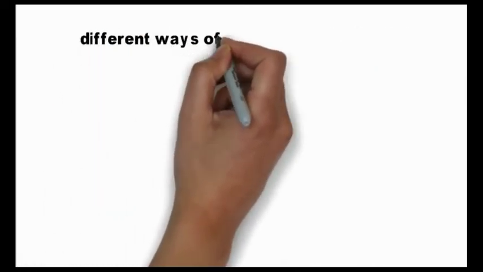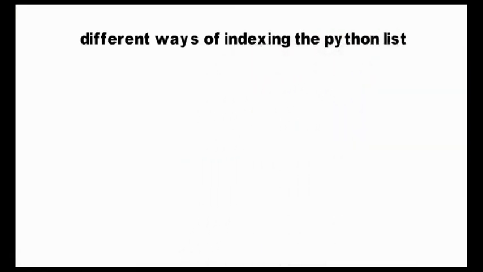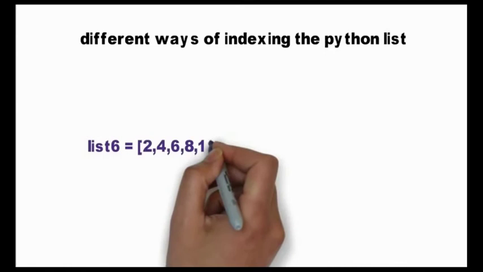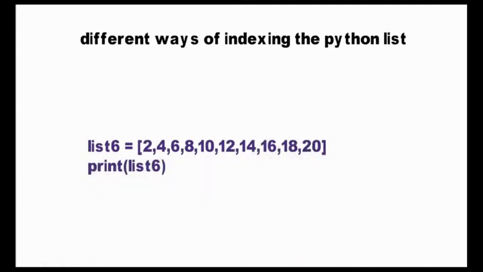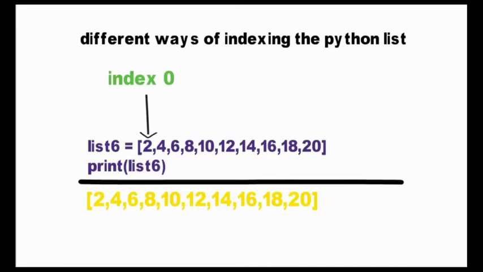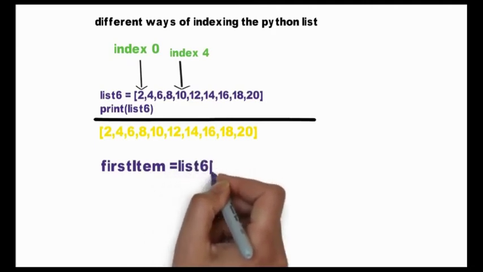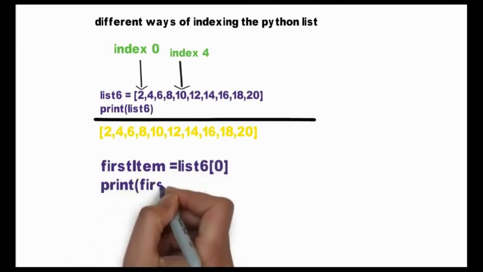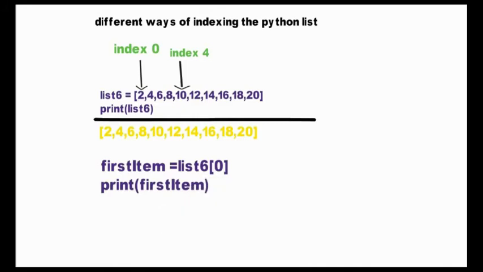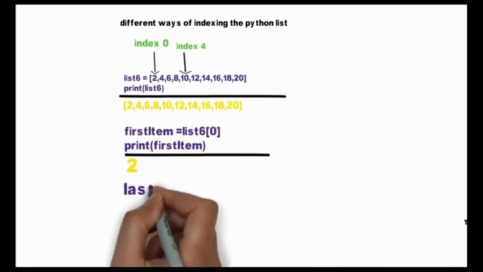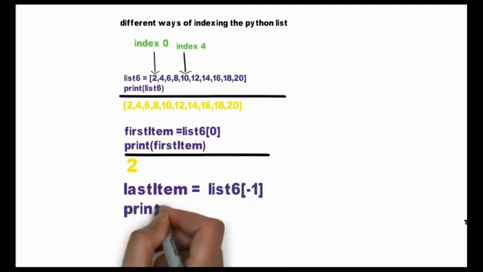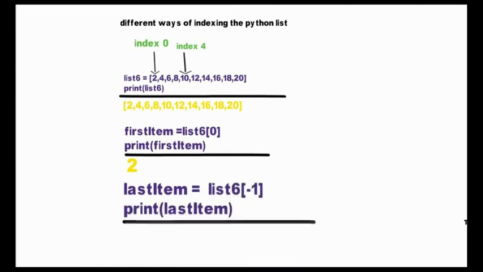Next we shall look at different ways of indexing a Python list. So let's first create a list. The indexing of a list starts from 0. That means if you want the first element, you have to pass index as 0. For the fifth element, you need to pass index as 4. So let's try to fetch the first element by passing the index as 0. The index needs to be passed in the square braces. So 2 is our first item. To get the last item, you can pass -1 in the index. So 20 is the last item.